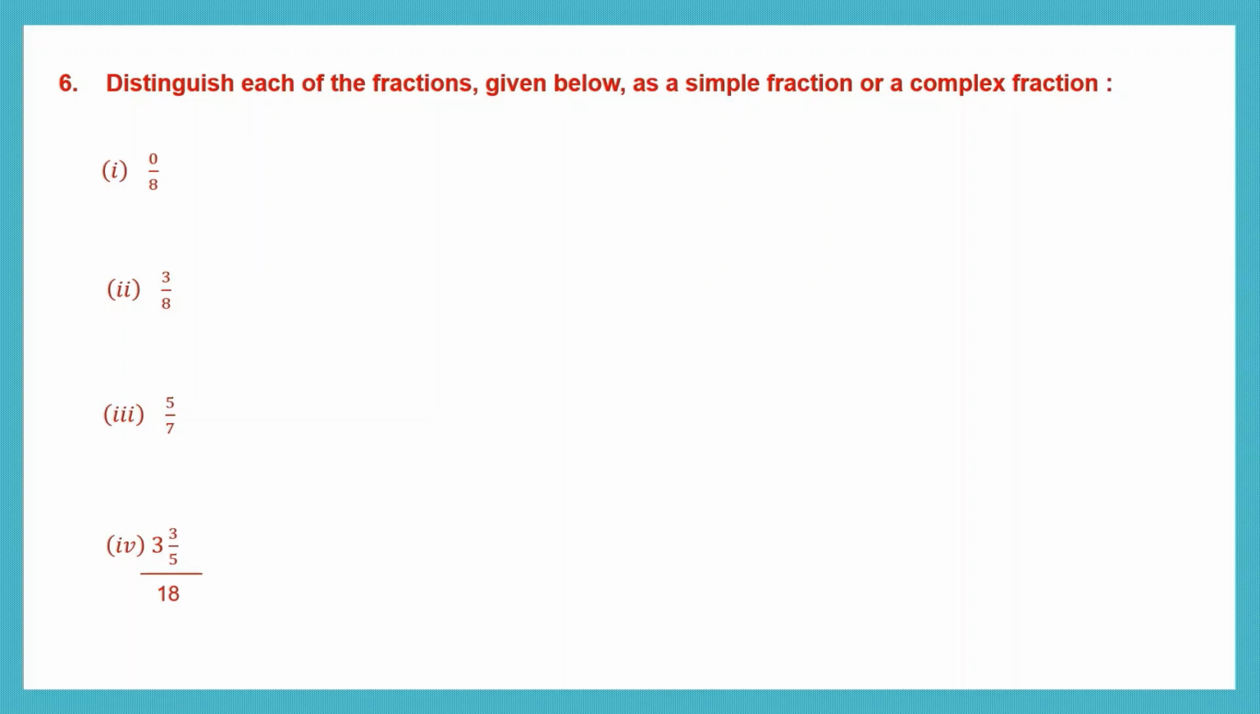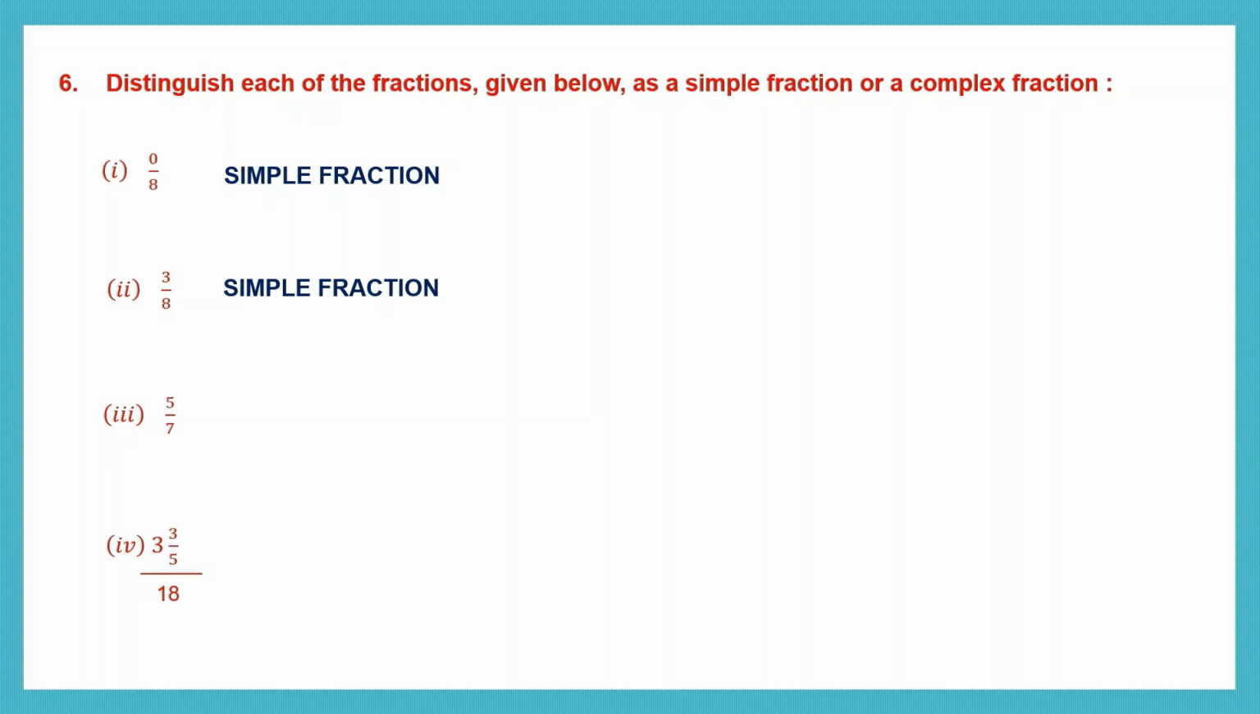Next one, distinguish each of the fractions given below as a simple fraction or a complex fraction. I hope you remember what simple fractions and complex fractions are. Now the first one, 0 by 8. Okay, both the numerator and the denominator have to be whole numbers and the denominator cannot be a 0. So the first one is a simple fraction. Second one, we have 3 by 8. Numerator and denominator are whole numbers and denominator is not equal to 0. So this is also a simple fraction.